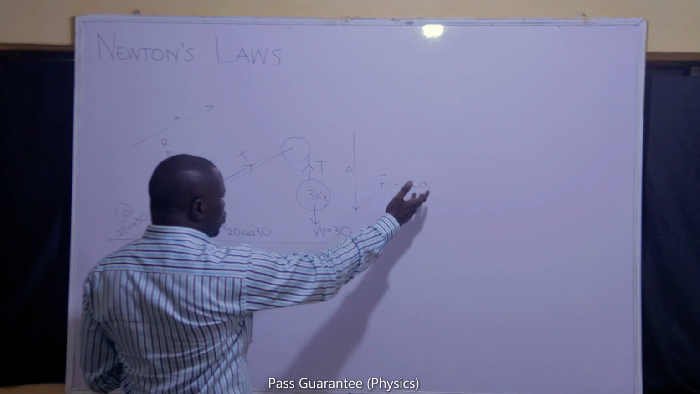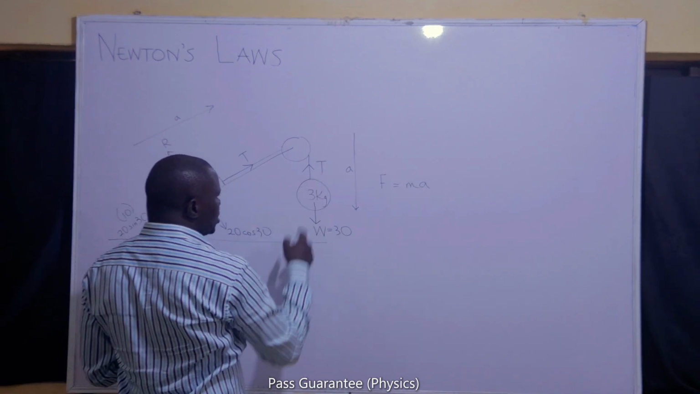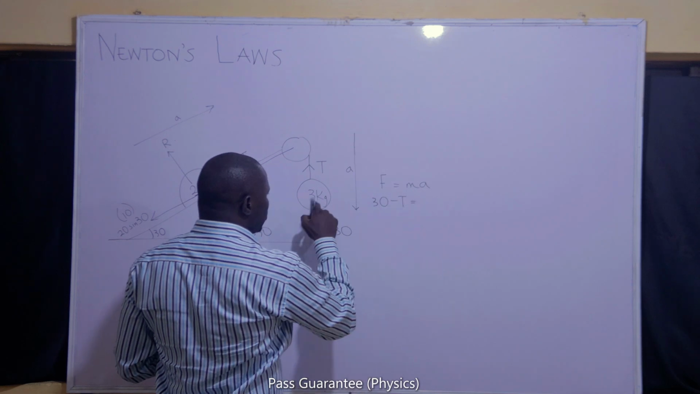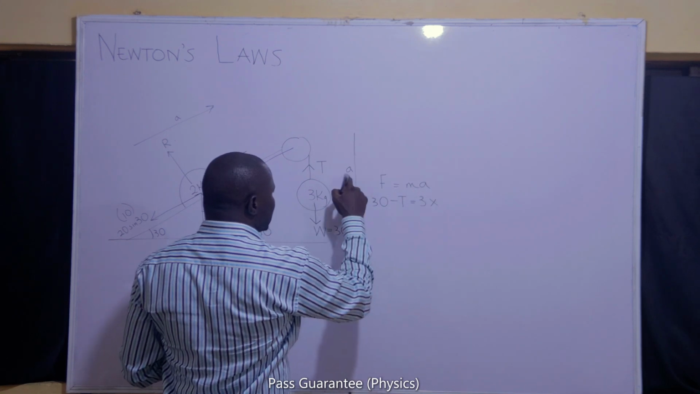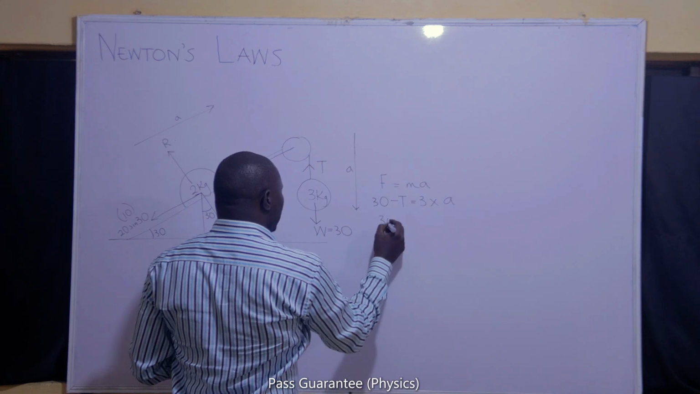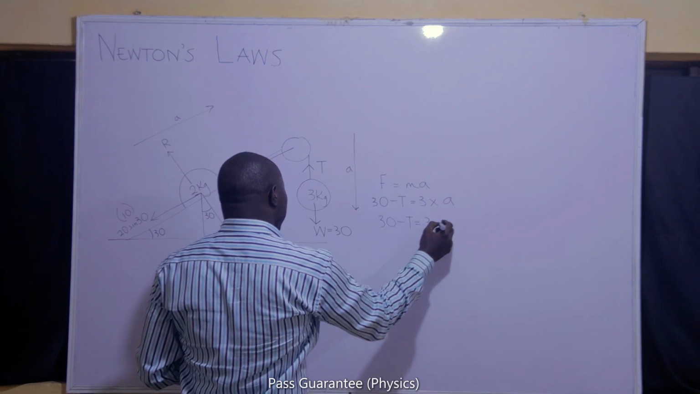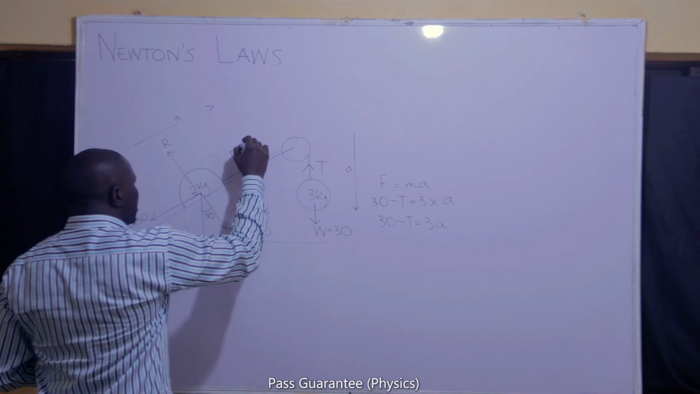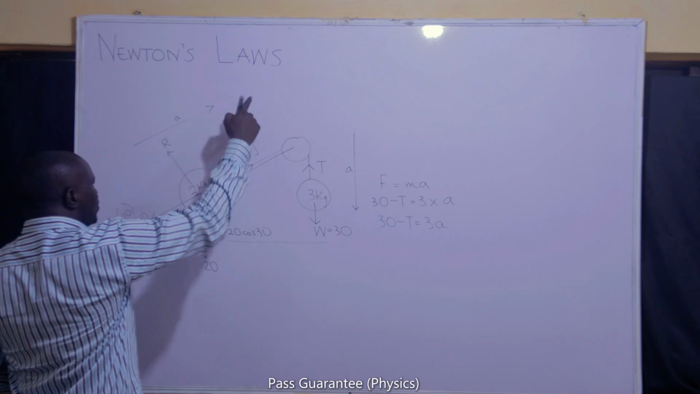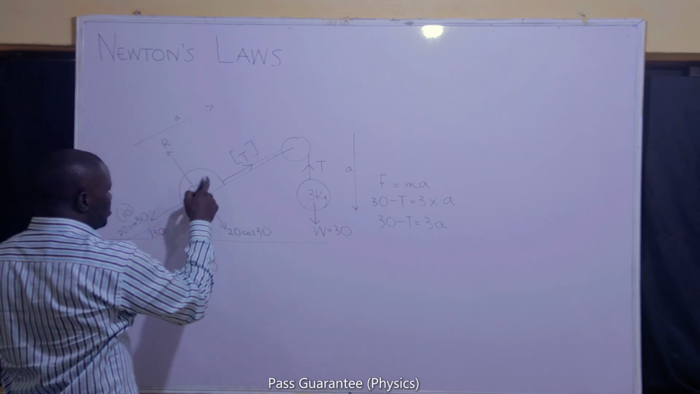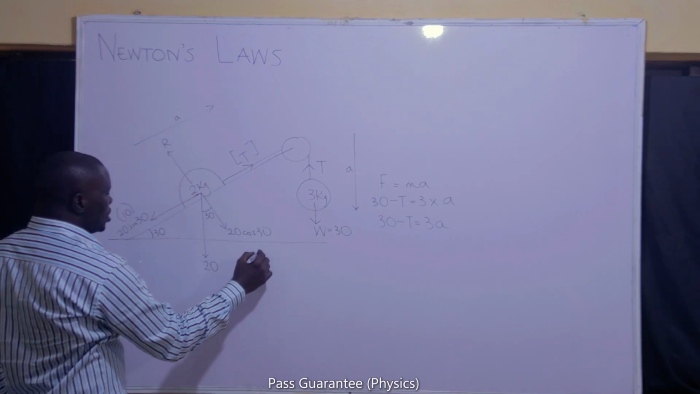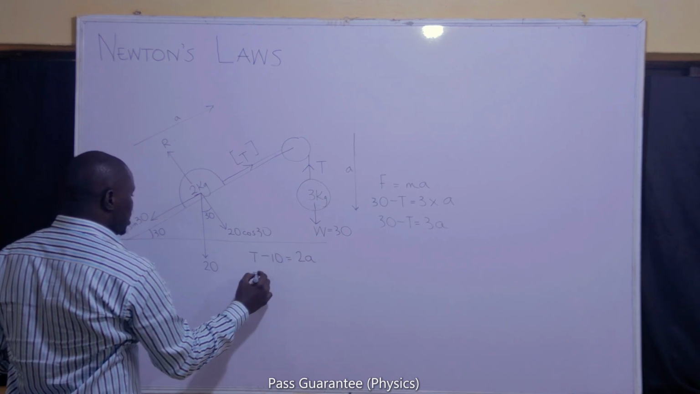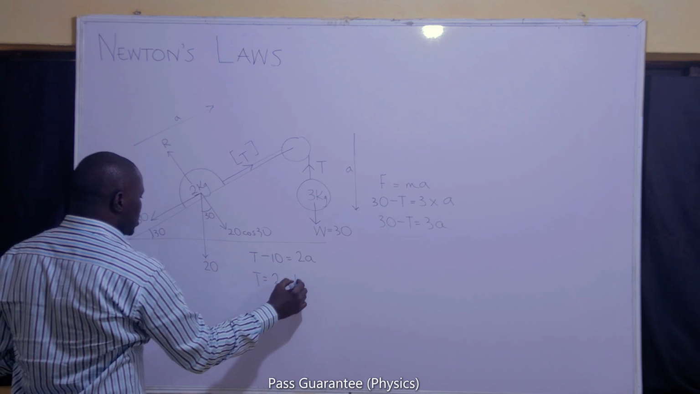So if I write my F is equal to ma, the force here is going to be 30 minus T. The mass is going to be 3 kilograms, while the acceleration is a, and that will be 30 minus T is equal to 3a. Here, the object is moving up, so I'm assuming that T, the force in the direction of that acceleration, is more than 10. So if I write my F is equal to ma for the 2 kilogram object, it will be T minus 10 is equal to 2a. I can make T the subject of the formula. That would be 2a plus 10.